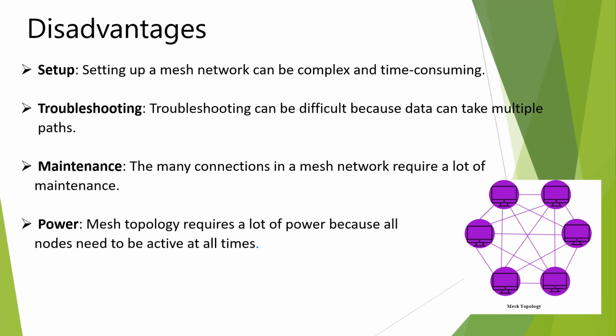Disadvantages. Setting up a mesh network can be complex and time-consuming. Troubleshooting can be difficult because data can take multiple paths. Maintenance. The many connections in a mesh network require a lot of maintenance. Power. Mesh topology requires a lot of power because all nodes need to be active at all times.